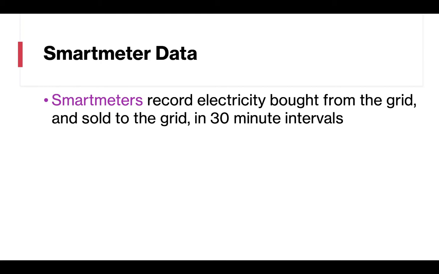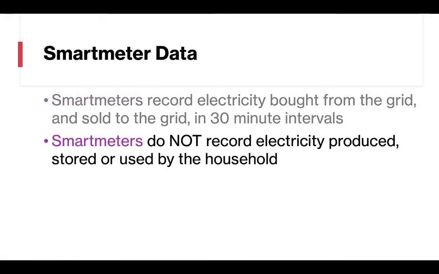Importantly, they just measure purchases and sales with the grid. They don't record how much electricity has been produced by your solar panels. They don't record how much you've put into and taken out of batteries. And they don't record how much you've used in your household. They simply record the sales and purchases. So if you think about it from the other side of the coin, if you were the distributor or the retailer, that's what you want to know. How much was bought and sold to me, the distributor or the retailer?